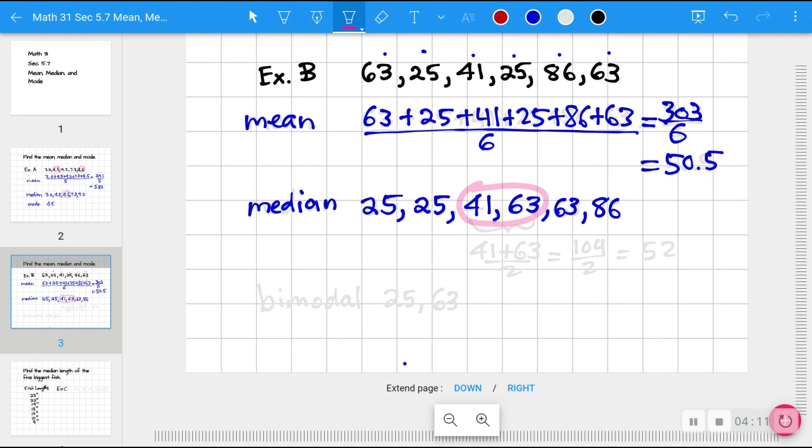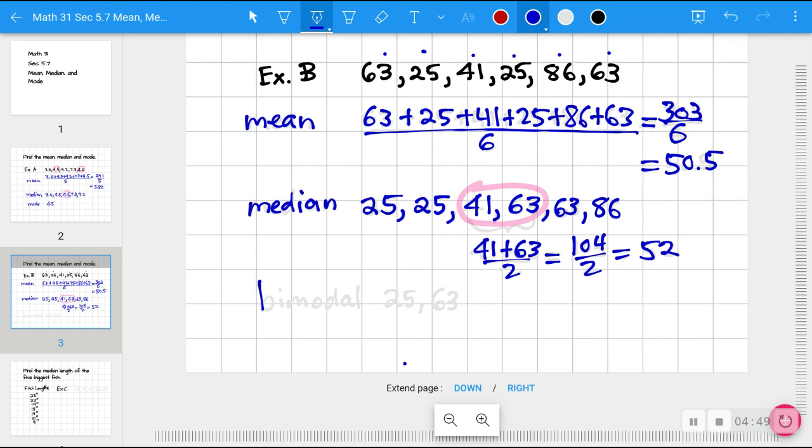You'll notice that if I draw a line here, there's 3 on the left of that line and 3 on the right of that line. It's an even number of data pieces, so this happens quite often. And what you do is simply take those 2 pieces of data, the 41 and the 63 that were closest to the middle, and you find the average of them. So the median is 52, and that doesn't even show up in the list. There are no 52s in the list, but that is the median of the data.